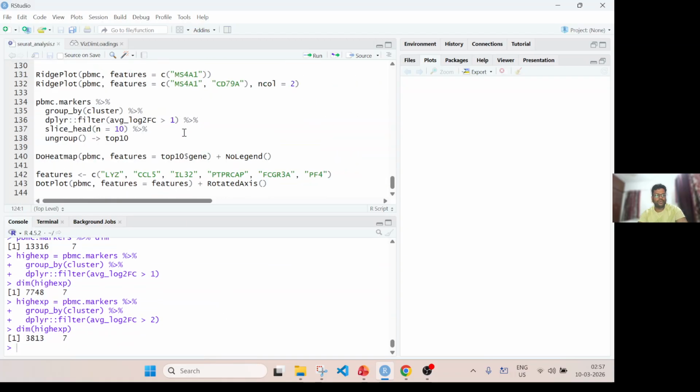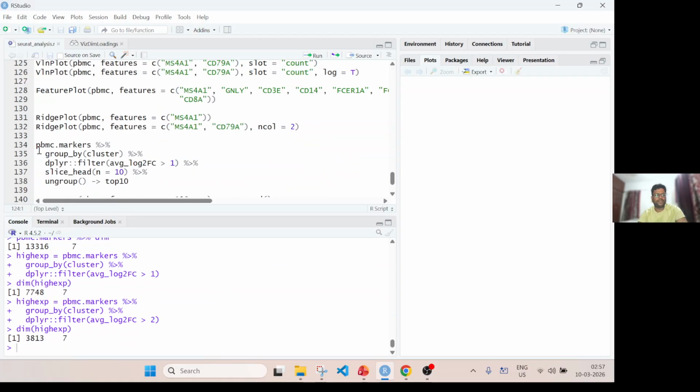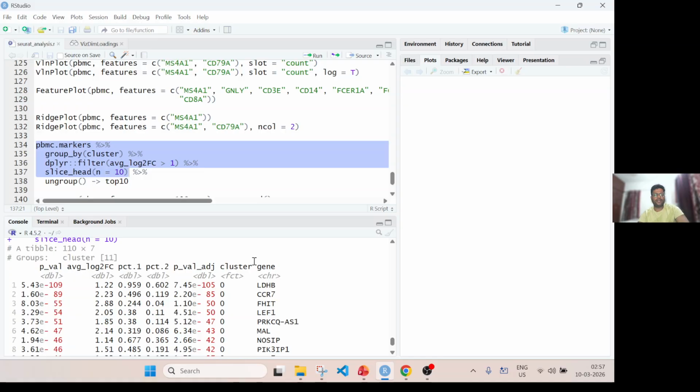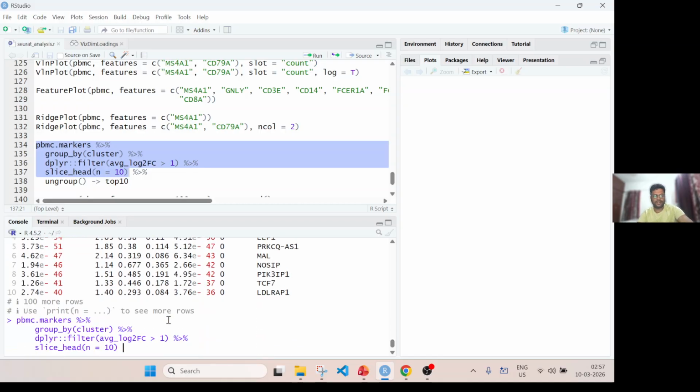A better way to do it is, I'll just show you. You take this one, then group by cluster, and again this one, and you can say top 10. This will give us for every cluster the top 10. So let's do, not 10, let's say top 3.